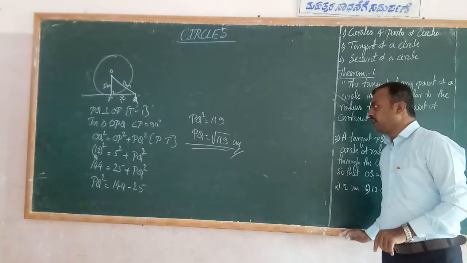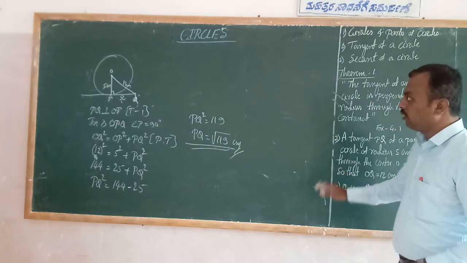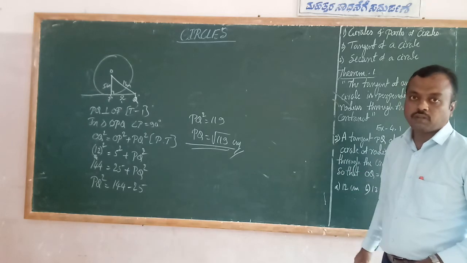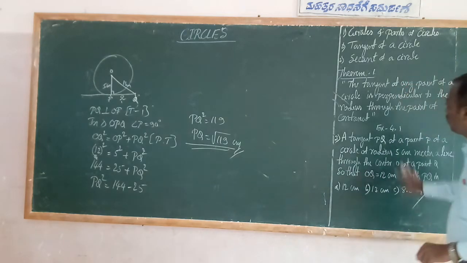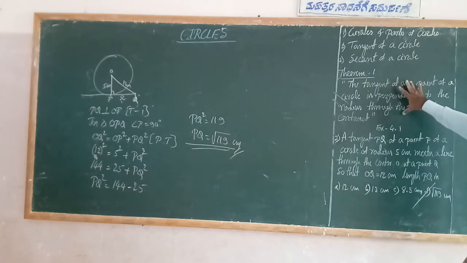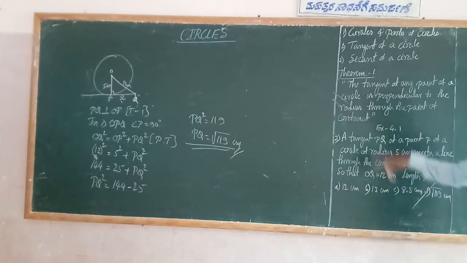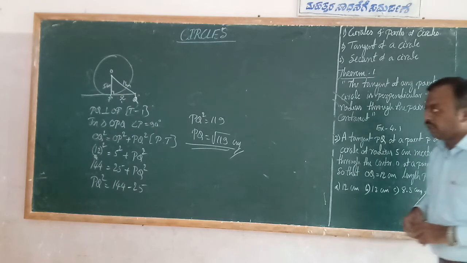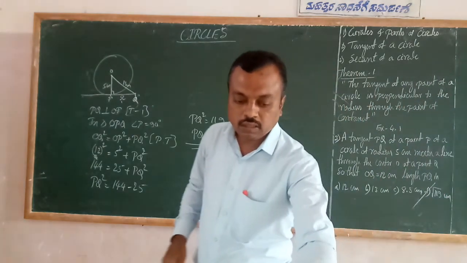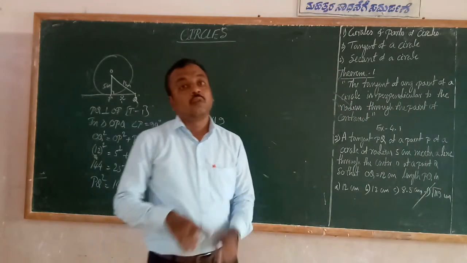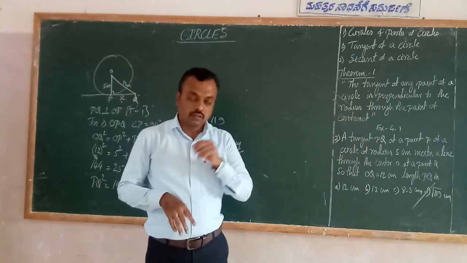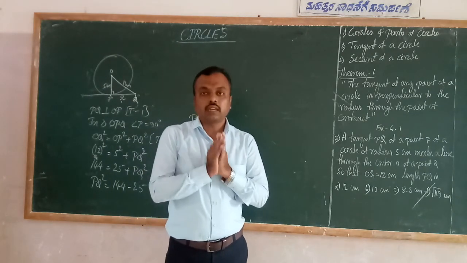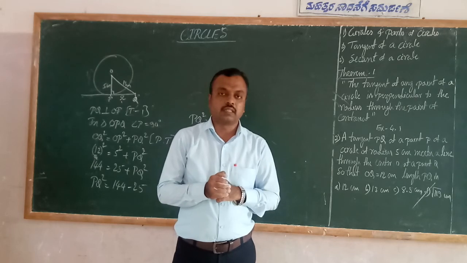Understand students? So like this you have to solve these problems. These problems depend upon theorem number 1. You have to understand properly, draw a figure, and then find the answers. Understood? Yes. Students, in the next classes we have to discuss one more concept. There is one more theorem, and we will discuss that theorem in the next classes. Okay. Thank you.